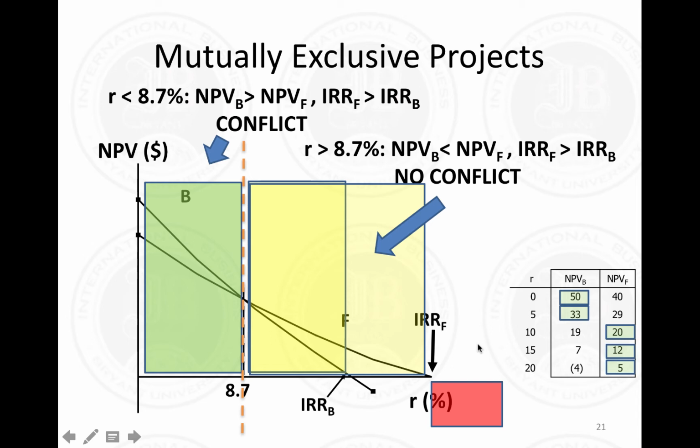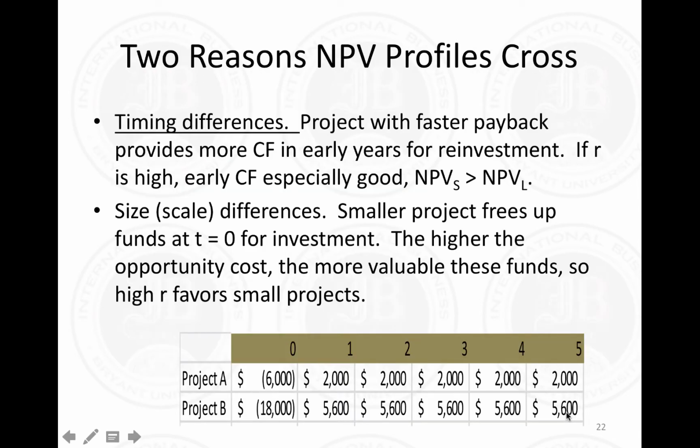So what do we do? How do we make a decision when we have mutually exclusive projects? The one and only tool you should use is NPV. So the punchline: follow NPV. So what are the reasons that these NPV profiles may cross? One of them is timing difference, which is what we just saw, backloaded versus front-loaded, and the other one is the size or the scale of the projects.